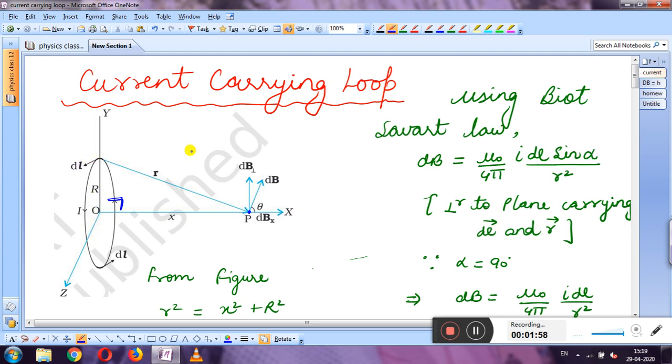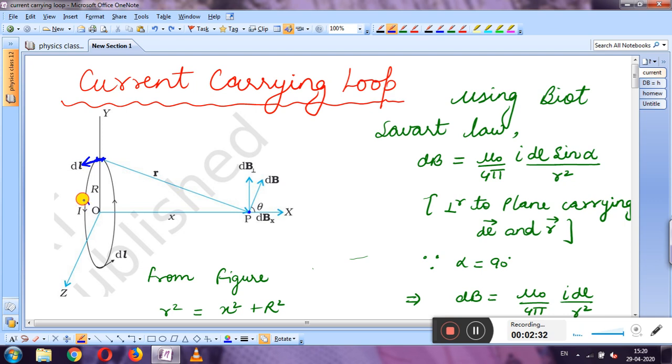Now after that, because we will be using the Biot-Savart law here, which tells us about the magnetic field due to a small current element, for that we need a small current element. This is the current carrying loop. From this current carrying loop we will take a small part at the top of the ring, current carrying ring you can also call it. Now this small current element will have a direction.